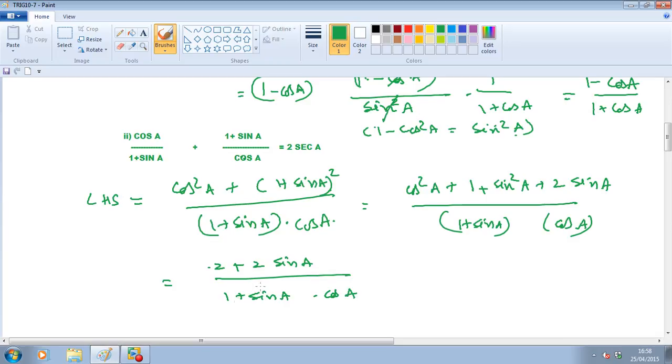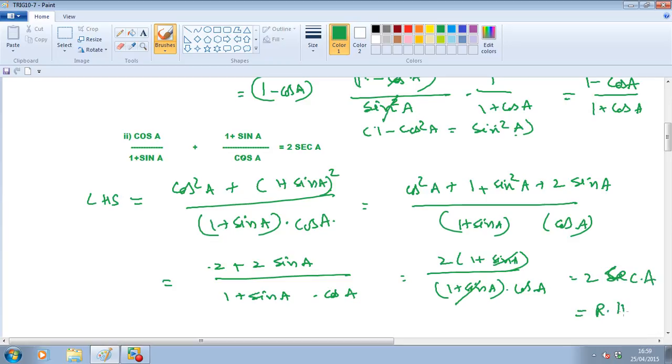It's 2 plus 2 sin A here, and 1 plus sin A. You can write this as 2 multiplied by 1 plus sin A, divided by 1 plus sin A multiplied by cos A. This 1 plus sin A will get cancelled. 2 by cos A is equal to 2 sec A, which is equal to RHS, right hand side. As in the previous problems, we can write this is equal to RHS like that.